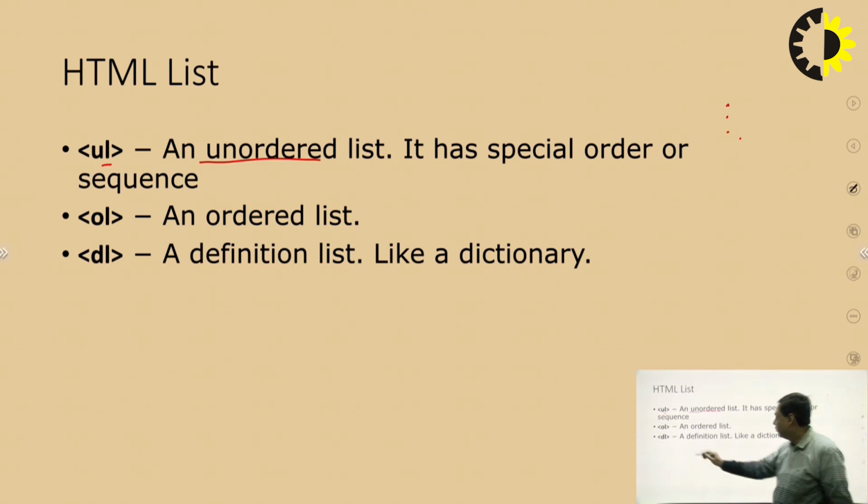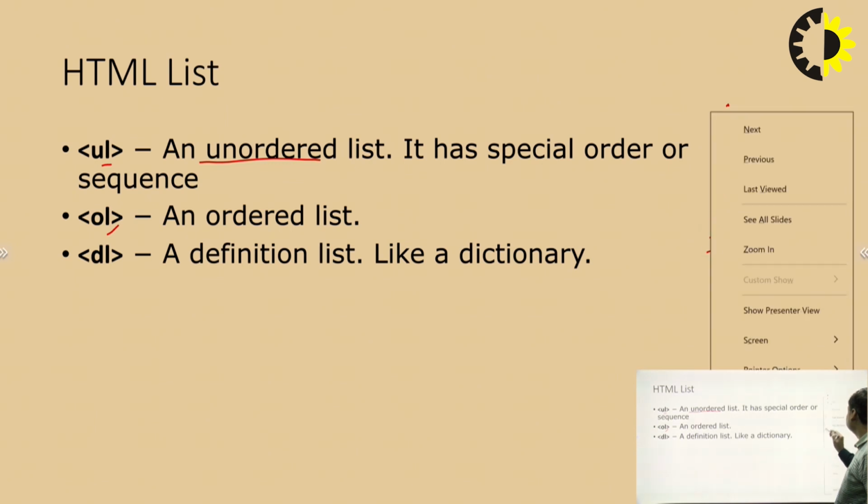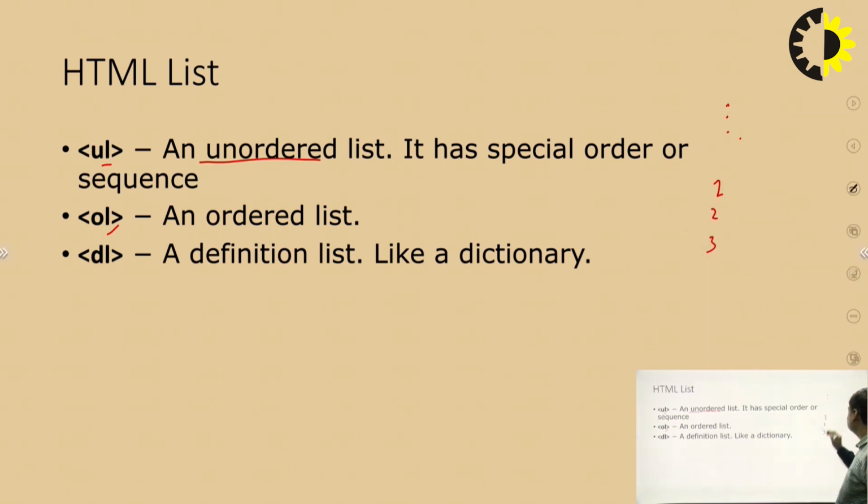Now the OL tag will display an ordered list. When the sequence is important for the audience, then you must use the OL tag. It will display the content like 1, 2, 3, so it indicates that for this content, the sequence will matter. And the third list is the definition list. It is just like a dictionary. One word is mentioned and you are going to describe that word. In that case, we are using the DL tag.